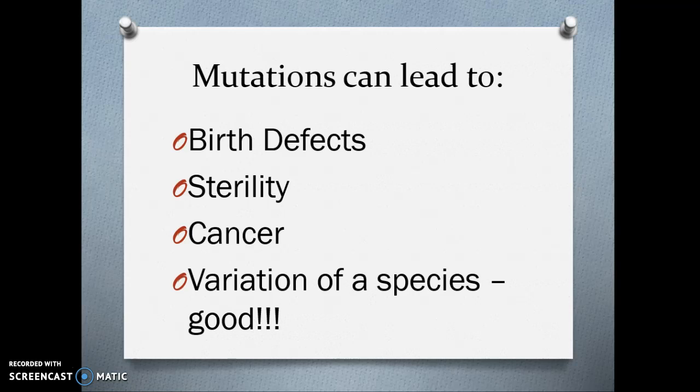So what can all these mutations lead to? Well, any of these. We have birth defects, sterility, cancer, changes in your protein, things that we don't even know yet. But then look what this one down here is. Ooh, variation of a species. So these mutations actually could be good. If we have a mutation that is beneficial to an adaptation in an environment, we could have a new species. That could be a good thing. That's really the only good thing that we've seen thus far.